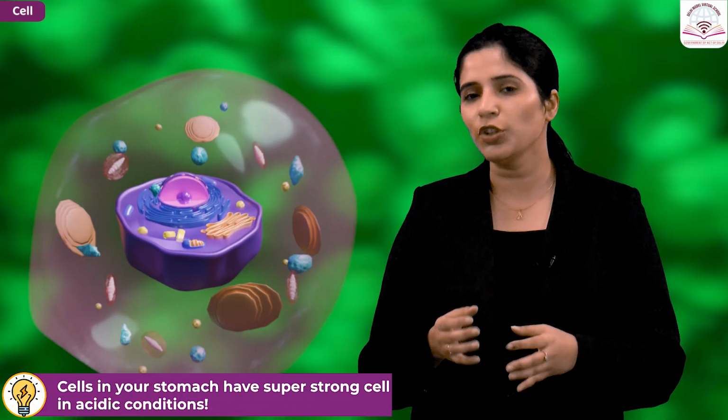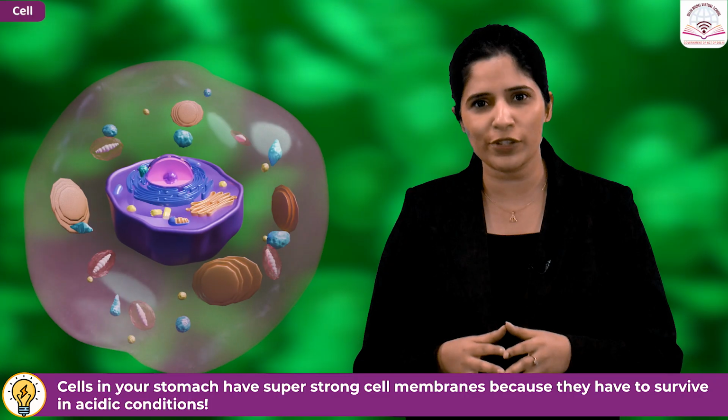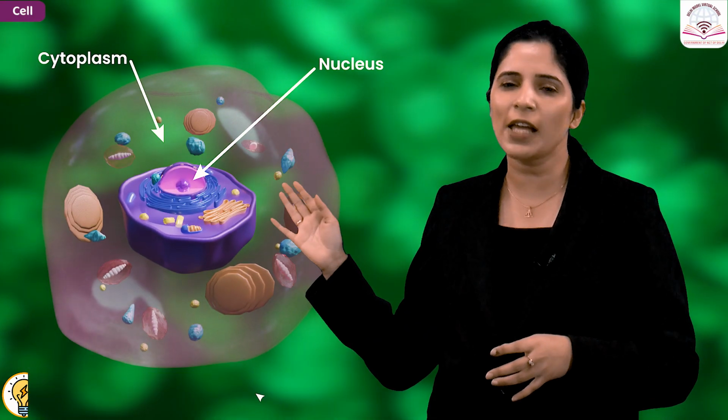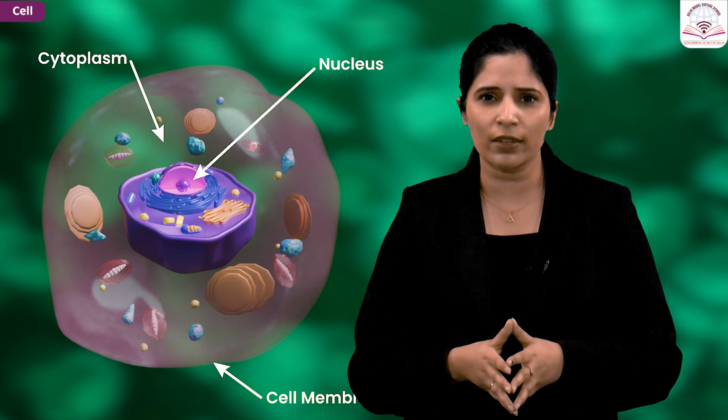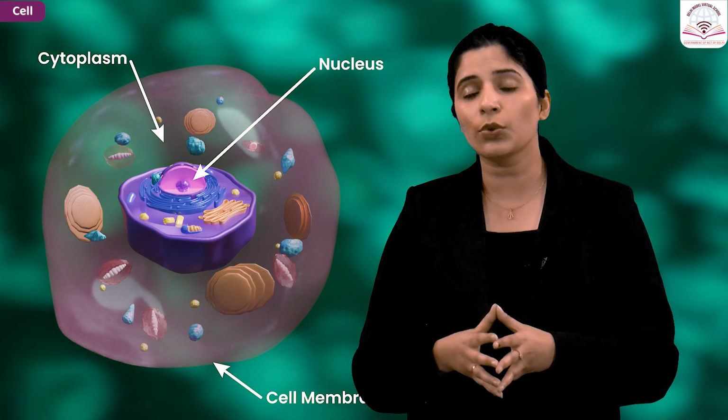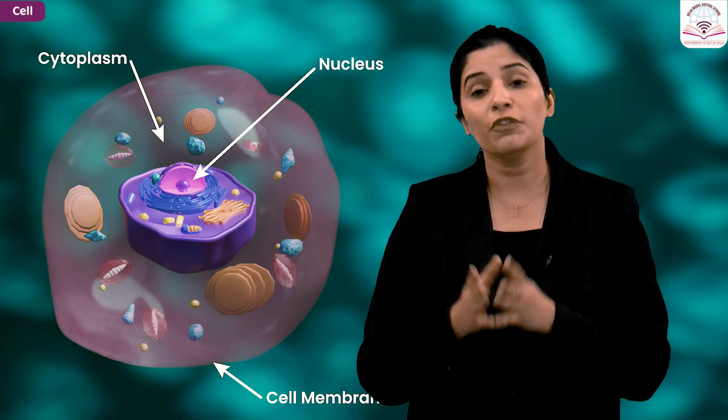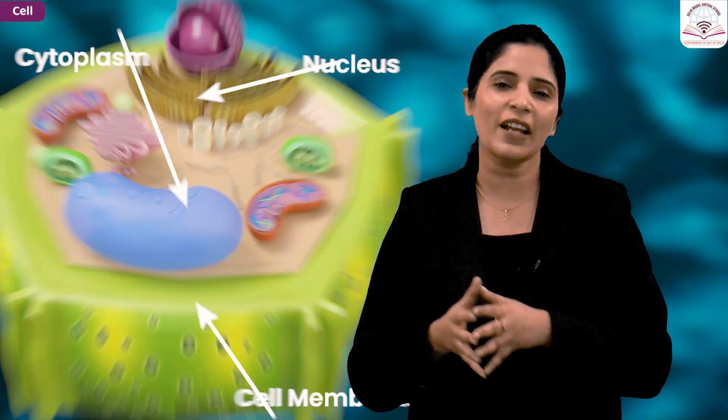So in this session, we learnt about the three main components of the cell, which is the nucleus, the cytoplasm and the cell membrane. But do you know why we call them the components of the cell? Because these three components are common in every cell, whether it is a plant cell or an animal cell.